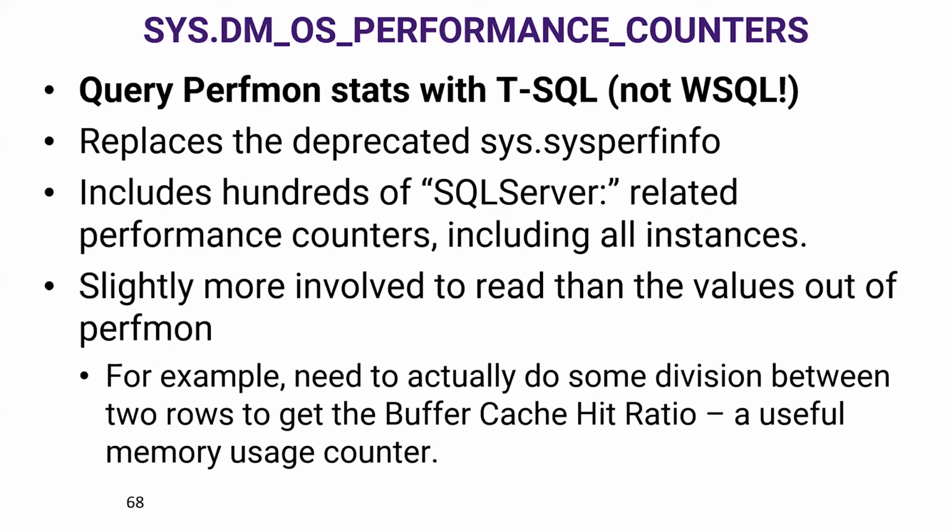This is slightly more involved, though, to read the values out of this DMV than out of perfmon. So for example, buffer cache hit ratio is a relatively useful memory usage counter. It's not a perfect number. It's not even a preferred number by some folks. There's better numbers like page life expectancy out there, which you can also get through this DMV. But to get buffer cache hit ratio, you actually need to do some division between 2 different rows that show up in this DMV, and that gives you the ratio that is otherwise returned as 0 to 100 in perfmon. So just be aware of that.